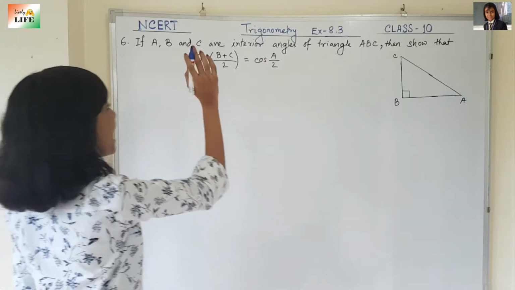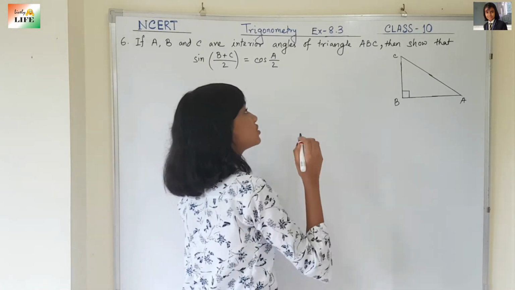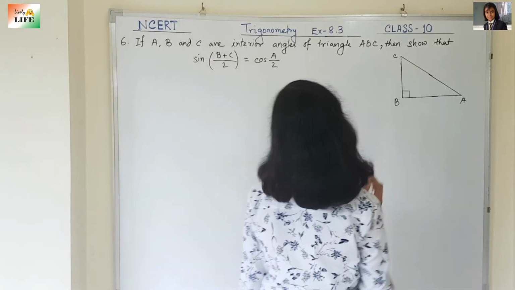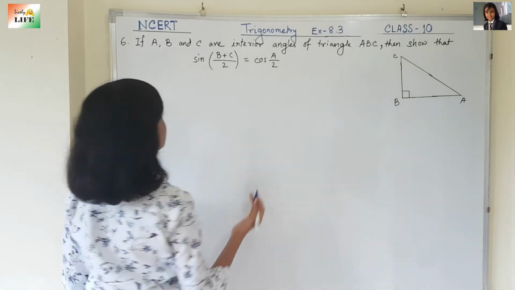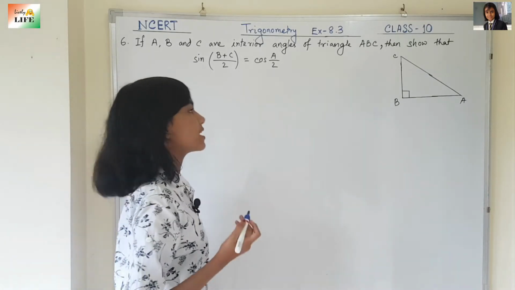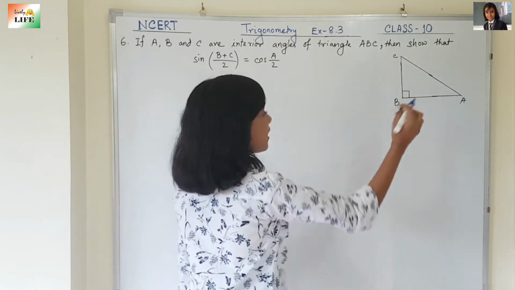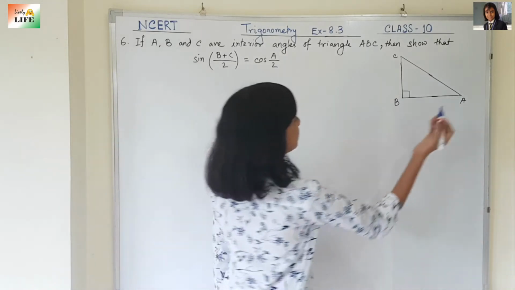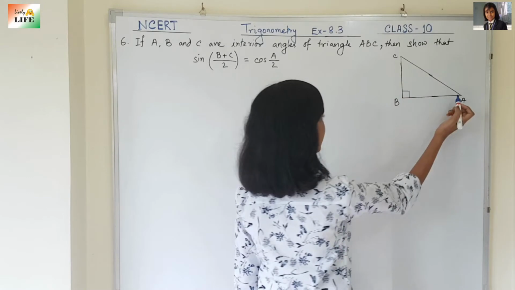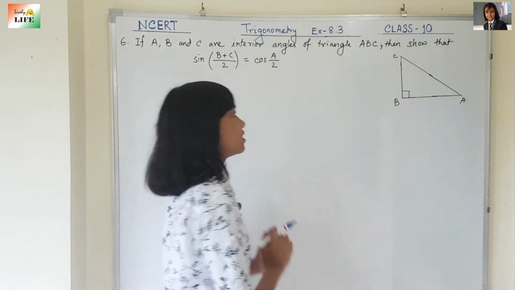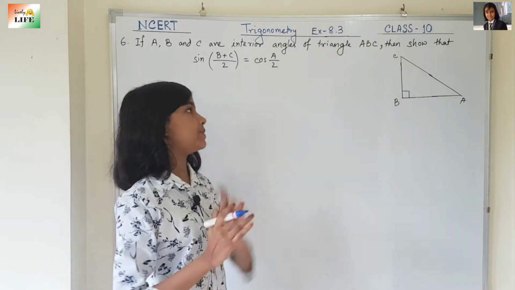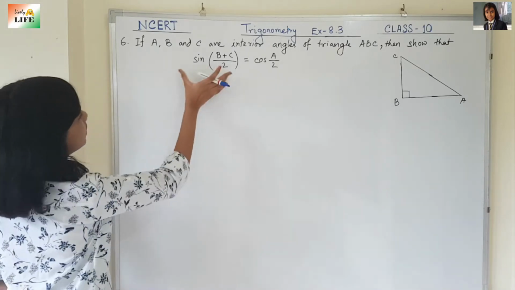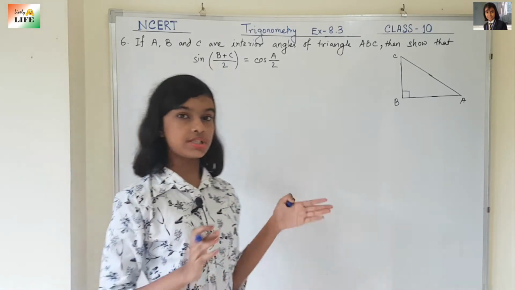If A, B and C are interior angles of triangle ABC, then show that sine (B plus C) by 2 is equal to cos A by 2. There are three interior angles of a triangle. So of triangle ABC, the interior angles are angle A, angle B and angle C. Then show that sine (B plus C) by 2 is equal to cos A by 2. We have to prove this.